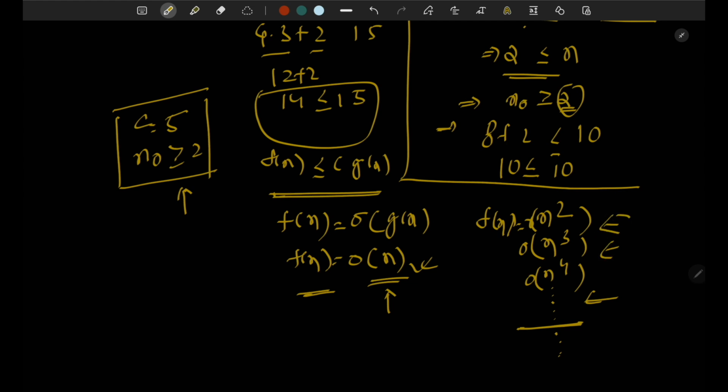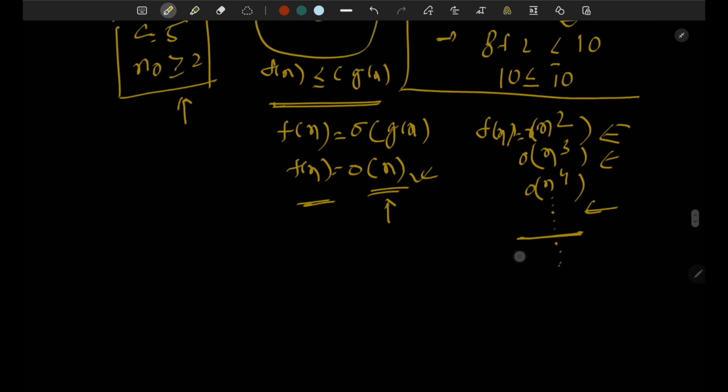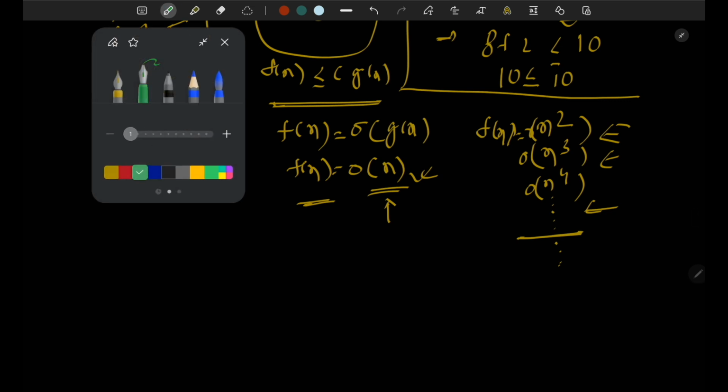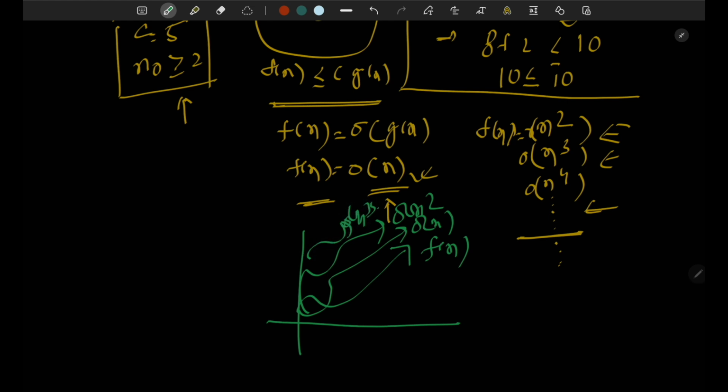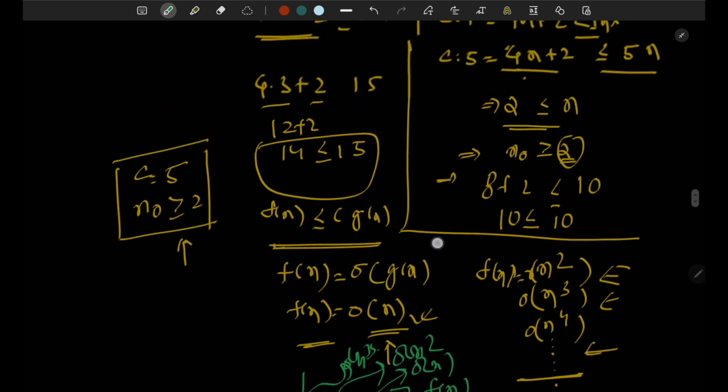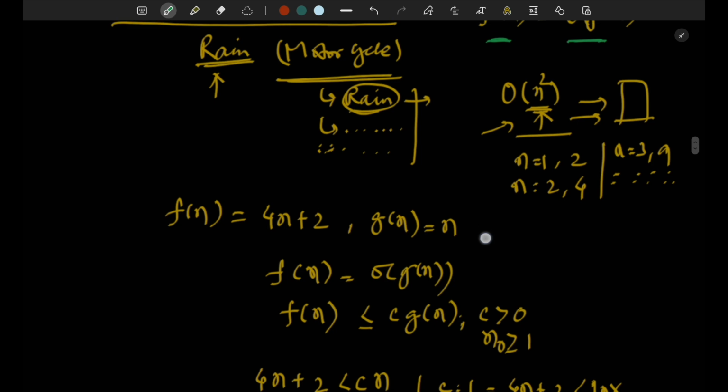Rather, what we want is the tightest upper bound. So what I mean to say is, let's say that this is our graph, and in this graph we can have this f of n, and we could have this as big O of n, then we can have big O of n square, then big O of n cube and so on and so forth. But what we want is the closest one which is going to satisfy this condition, right?